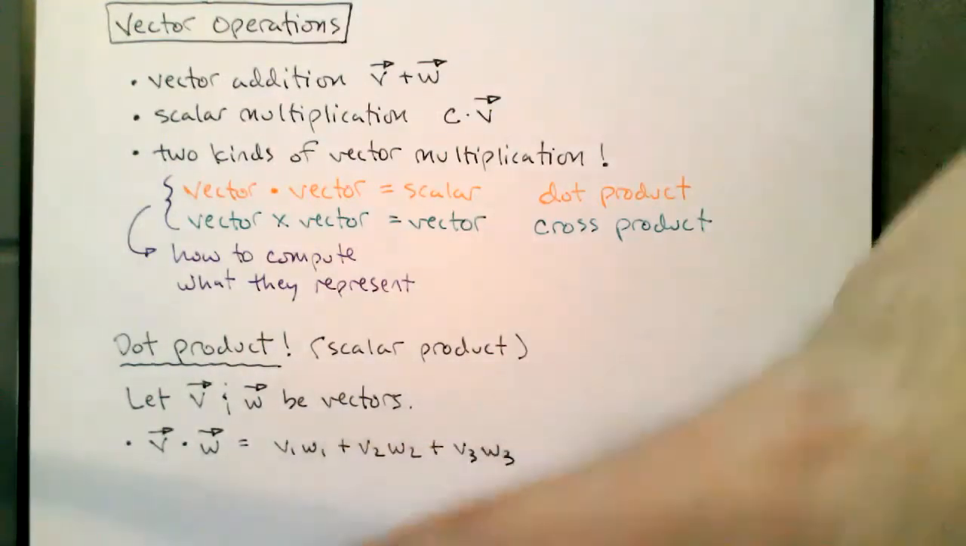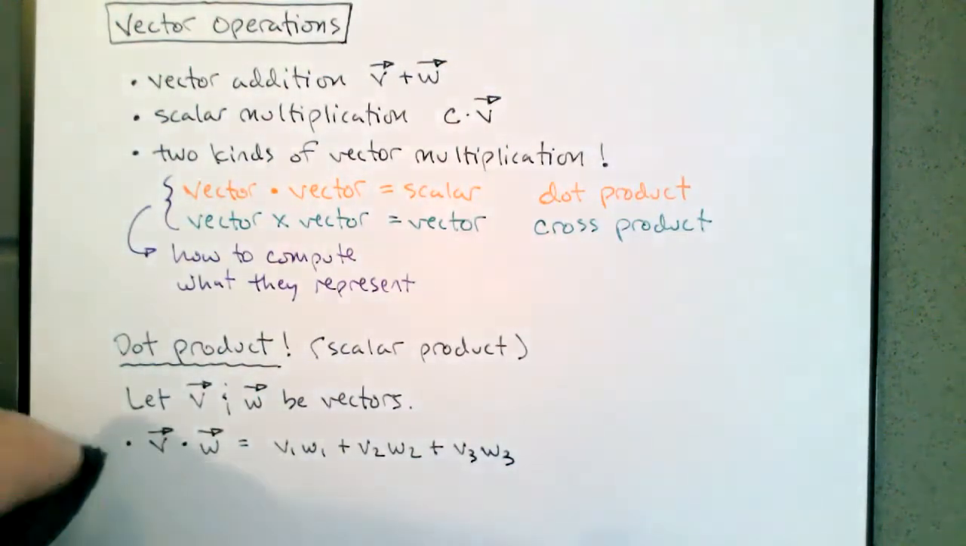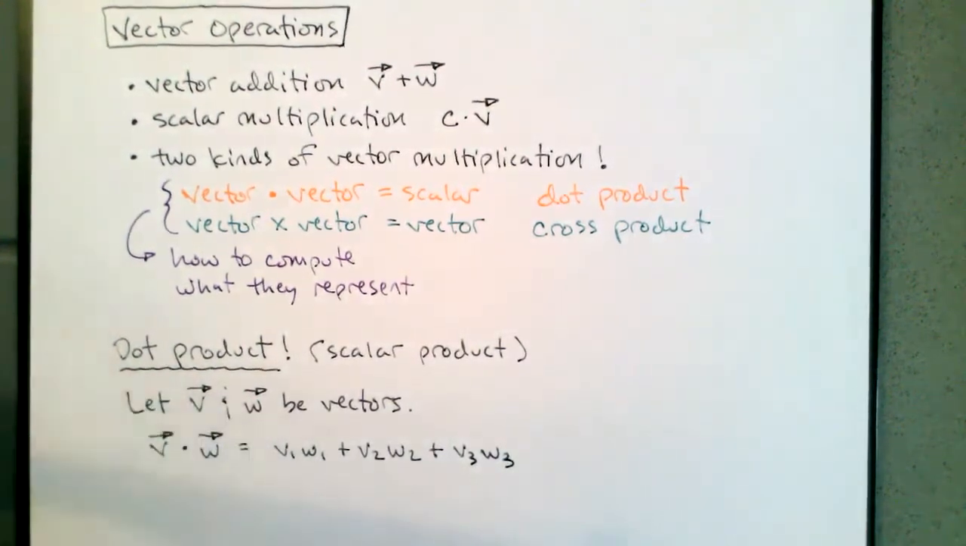Then I'm going to realize I shouldn't use bullet points when one of our operators is literally a dot, also a bullet point. So here's one definition of the dot product.